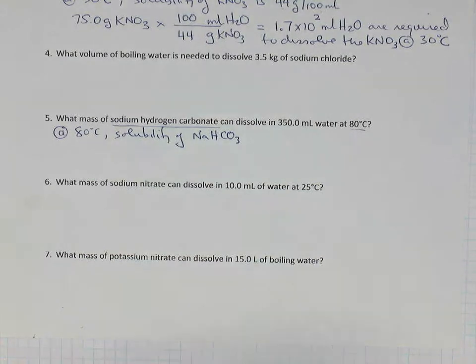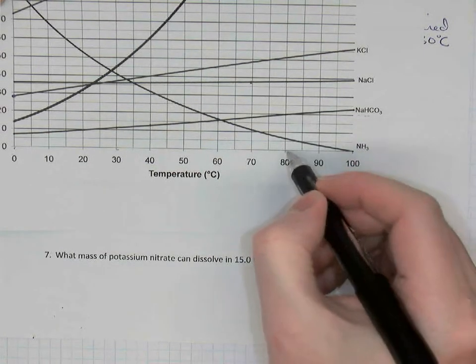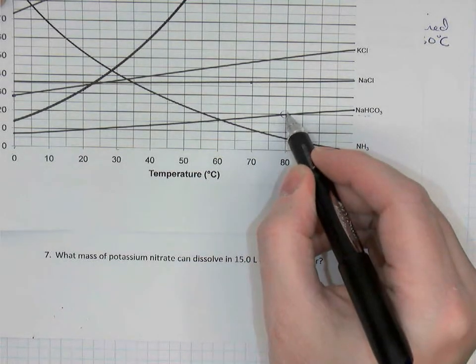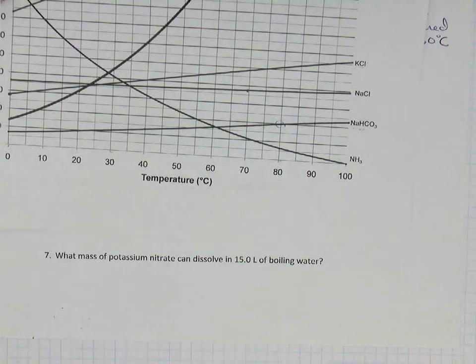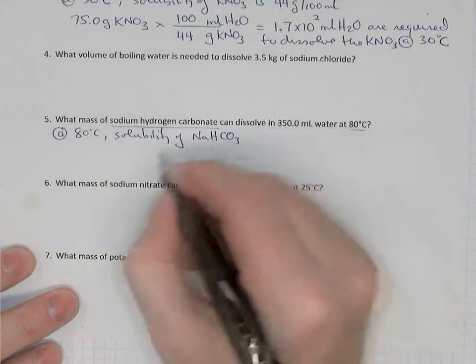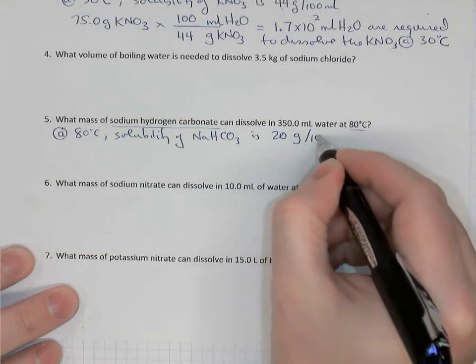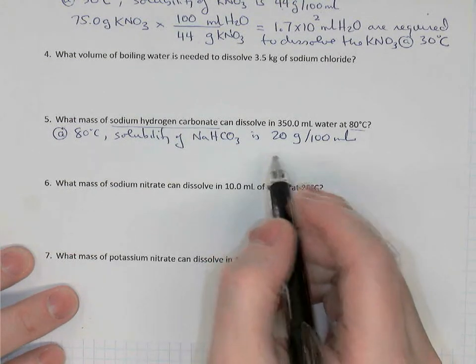that formula is on my solubility graph. Here it is, NaHCO3, and we're at 80 degrees Celsius. So the solubility there is pretty much almost exactly 20. I'm going to just look a little closer, maybe slightly less than 20. I'll take 19 or 20. I'm going to say just 20 for simplicity's sake, is 20 grams per 100 milliliters. And I'll remember that that's got 2 significant digits in it.